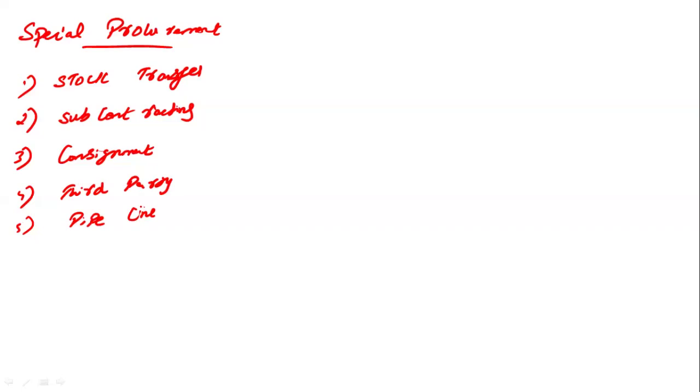So if I give just a brief, stock transfer is nothing but transferring the material from plant to plant. If one plant needs material, another plant can request. Subcontracting is nothing but just getting the work done. You're not buying, you are just getting the work done from them. Like, for example, manufacturing.